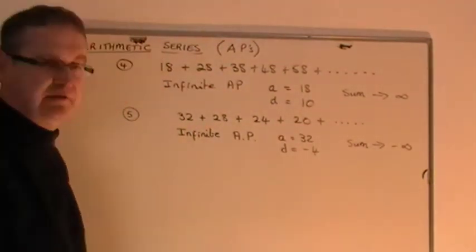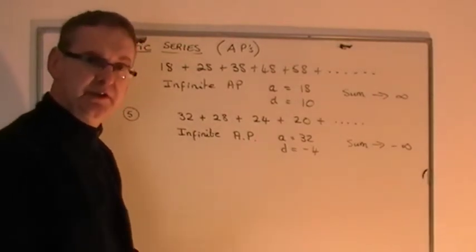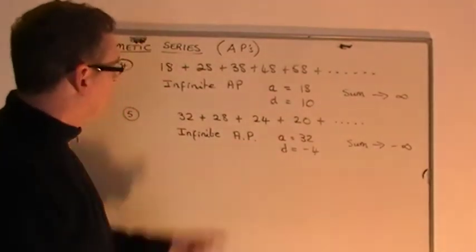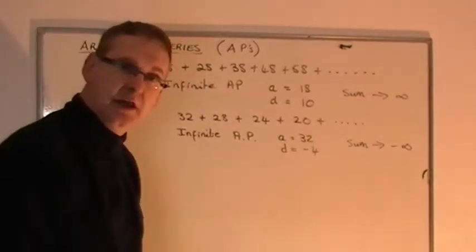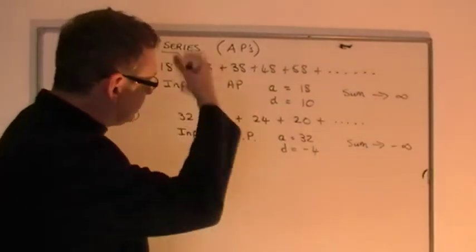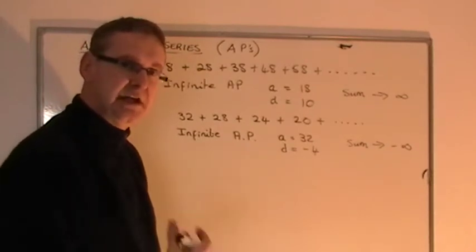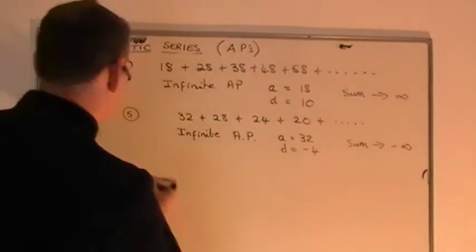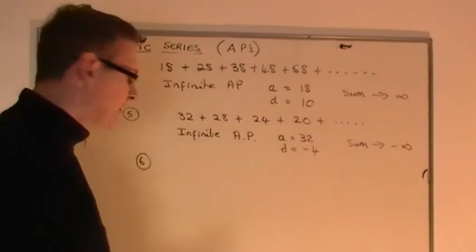So this is a basic introduction to what arithmetic series are. They're just sequences of numbers which have a common difference. It can be positive like that, positive 10, or negative like that, -4, and they are just simply added together. Okay, so there's nothing mysterious about them at all. They're very straightforward. I'll do one more with a slightly more awkward situation perhaps.